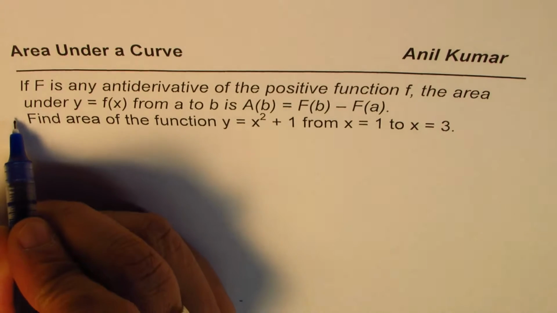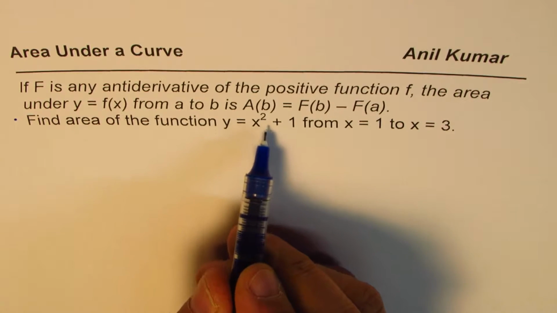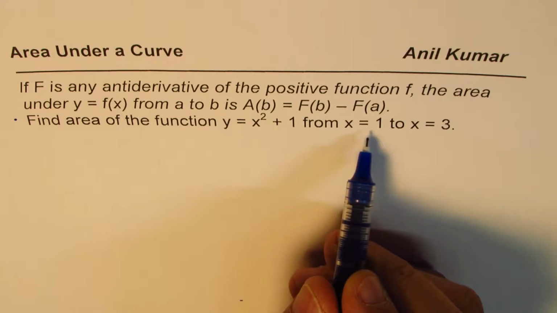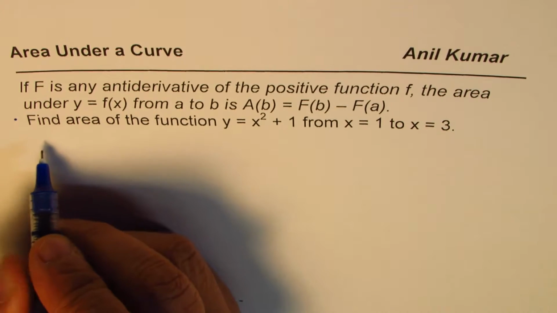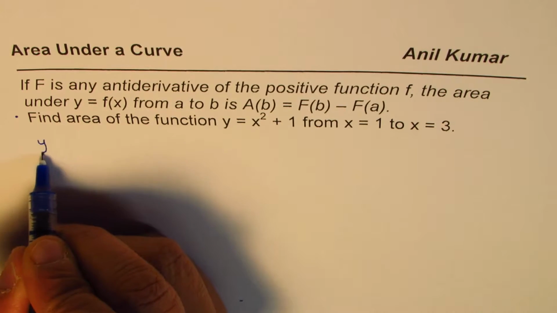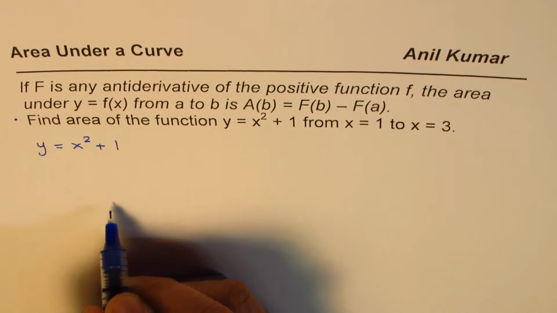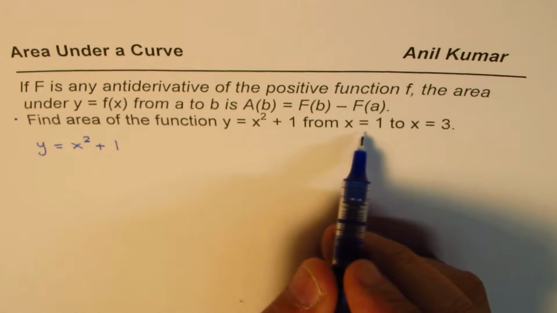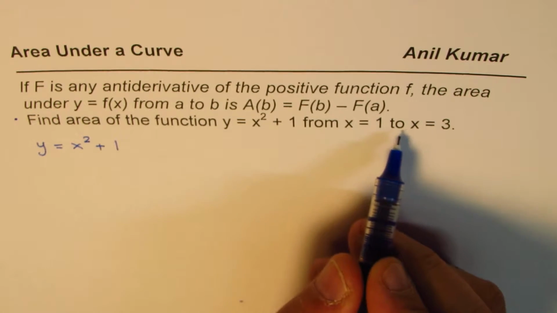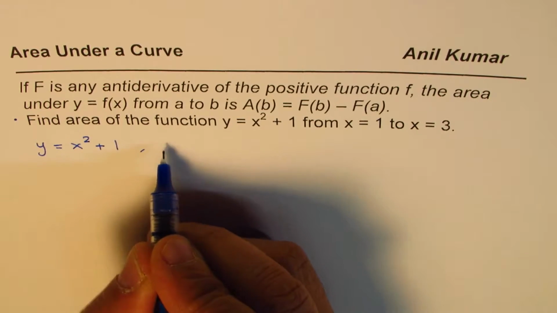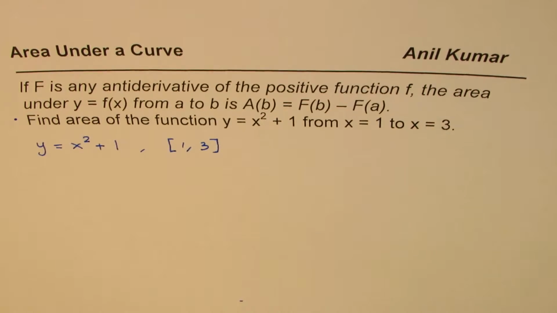The question here is, find the area of the function y equals x squared plus 1 from x equals 1 to x equals 3. So we are given the function y equals x squared plus 1, and we need to find the area under the curve between x equals 1 to 3. So we have to find the area of this function between the interval 1 to 3.